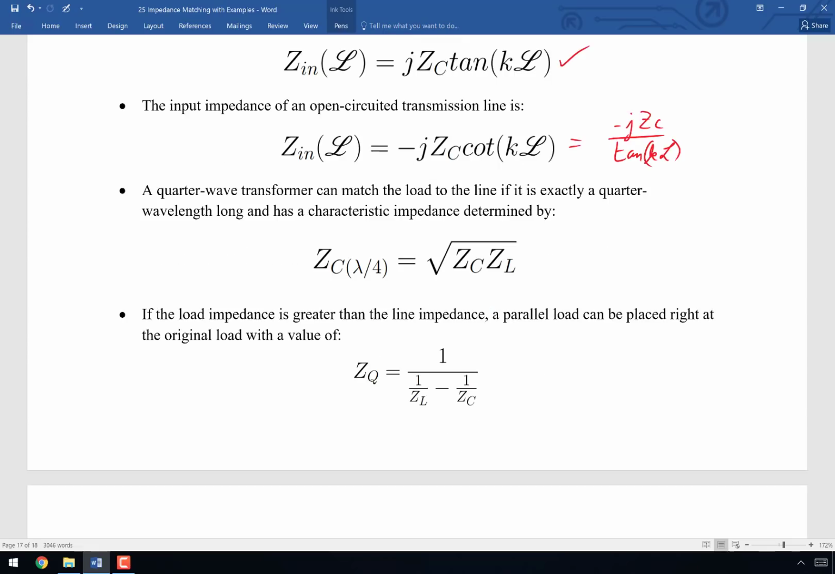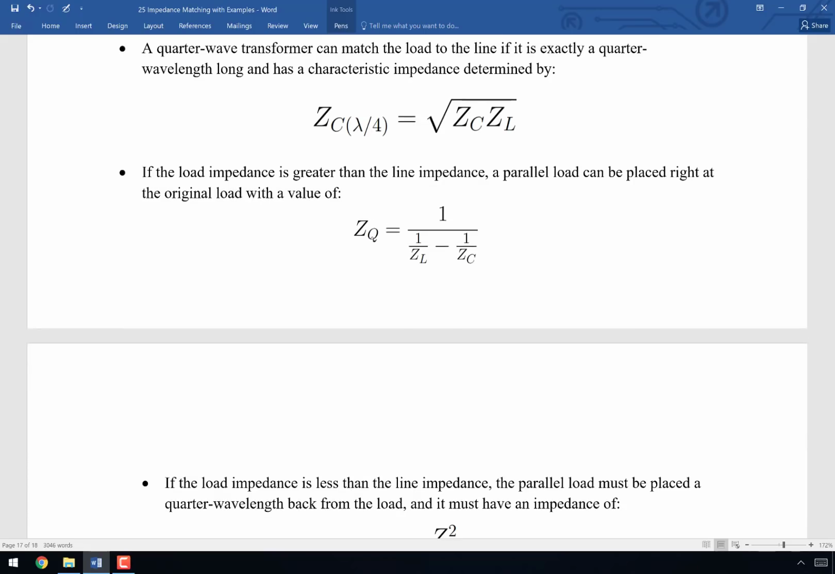If you wanted to have a quarter wave transformer, it's very easy. You just have a piece of coaxial cable, or a piece of transmission line, that is lambda over 4 in length, and whose characteristic impedance is the square root of z sub c times z sub l. Of course, the problem is that you often can't find that at the store.